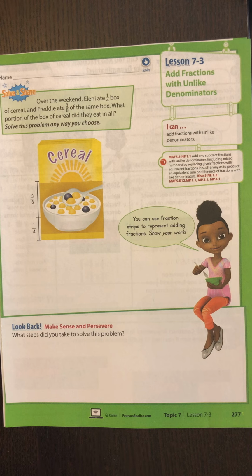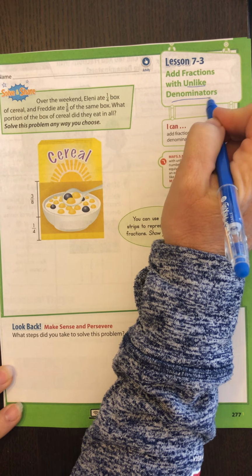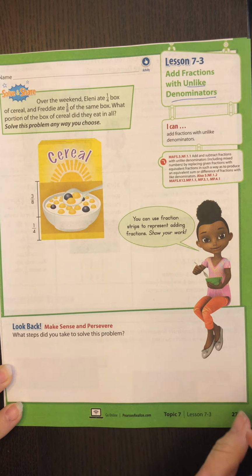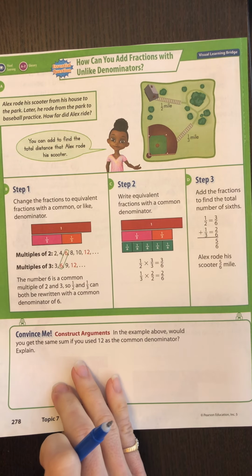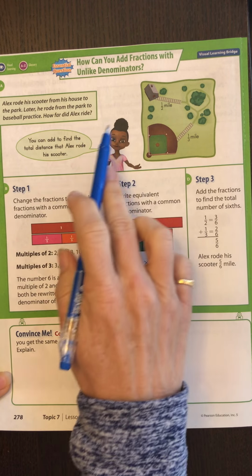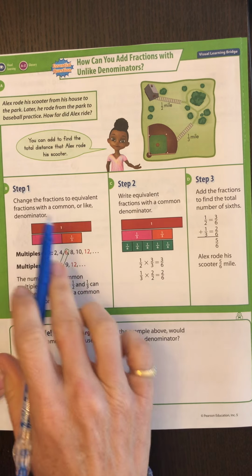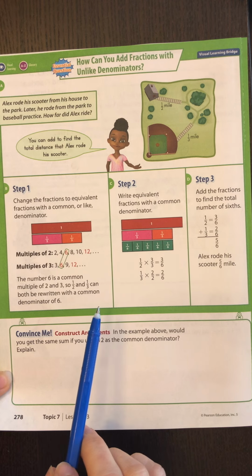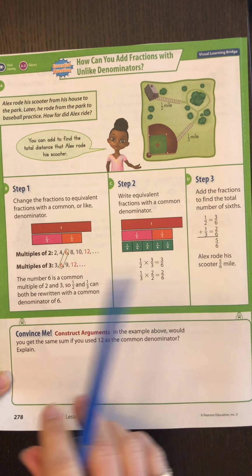So yesterday, remember, we found common denominators. And as we mentioned, we need to find common denominators in order to add fractions that have unlike denominators because they need to be equal parts to add them. So the visual learning video that you've already watched went over these examples. How can you add fractions with unlike denominators? Alex's map and the fractions there that you had to get like denominators before you could add them, and that was 6.